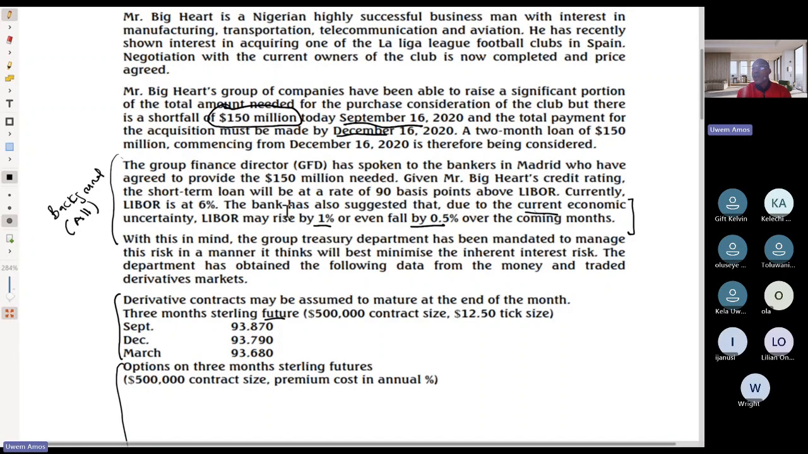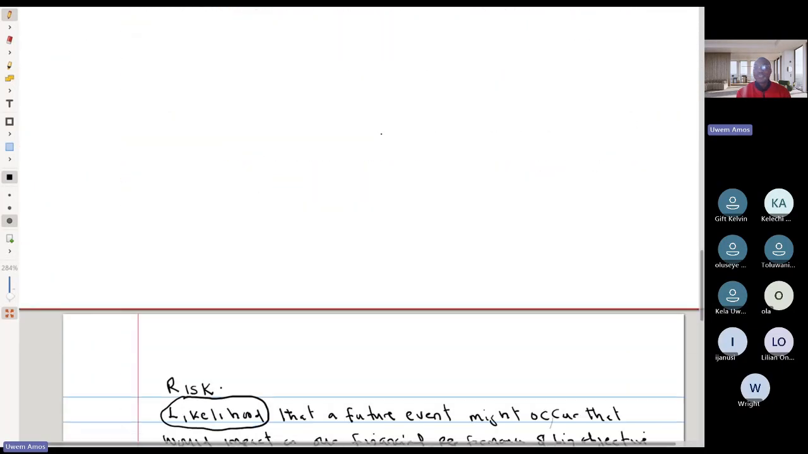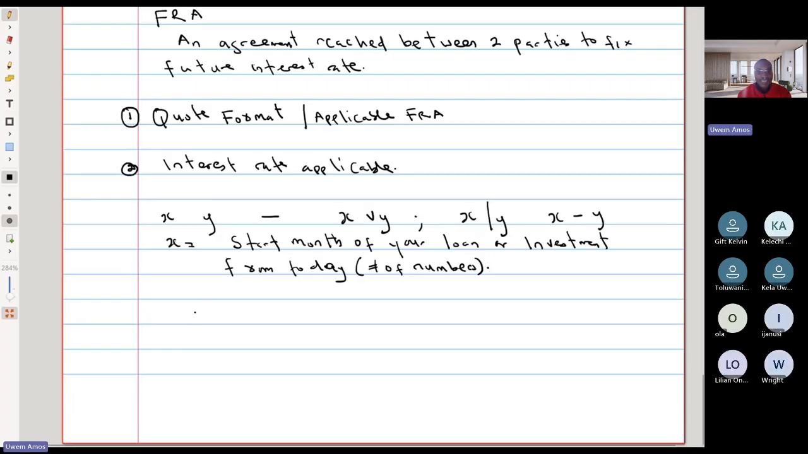So when is the start month of this loan? From today, that is September 16th. He needs the loan by December 16th, which is when he needs to buy. So let's look at that. Let's draw a line and see what that would look like. So today is September 16, which is today. He needs the loan by December 16. Start date.